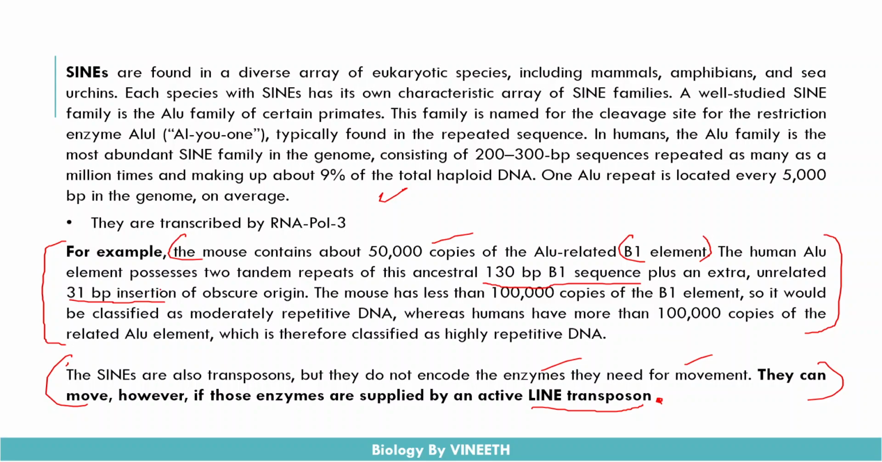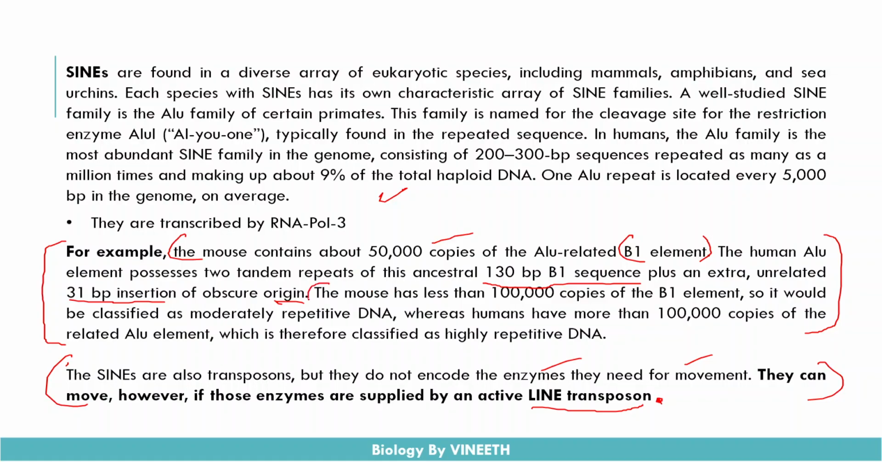Humans also contain the same B1 sequence element, but it is limited to 130 base pairs, and we also have an extra 31 base pair insertion. But this is an insertion of obscure origin, so we don't know where it came from. The same B1 element observed in the mouse is present in humans, which is 130 base pairs, and an extra 31 base pair element is also present.